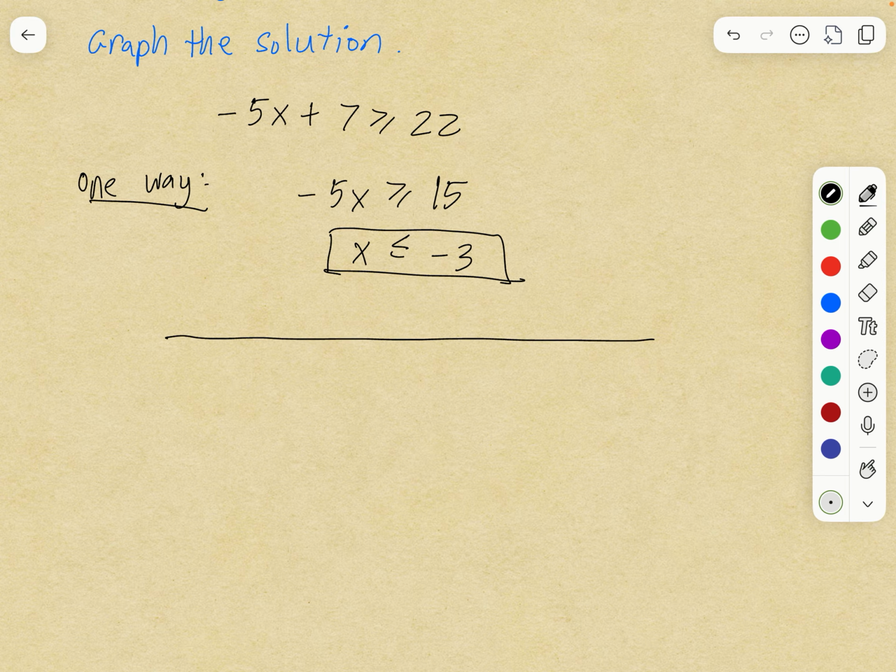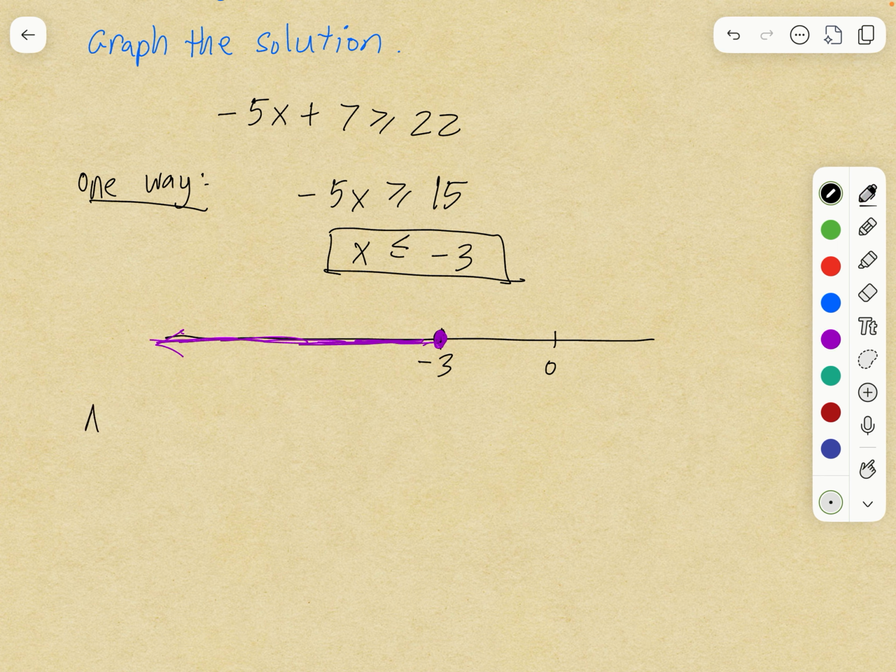So to graph that, here's negative 3. Let's put 0 here. So all the numbers that are 0 or less, that's negative 3 or less. So that's going to be this, and then this, everything less than it.